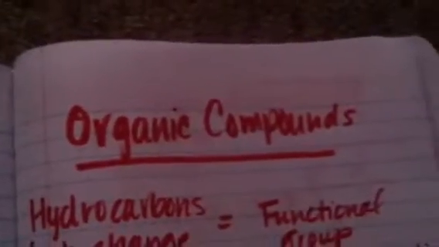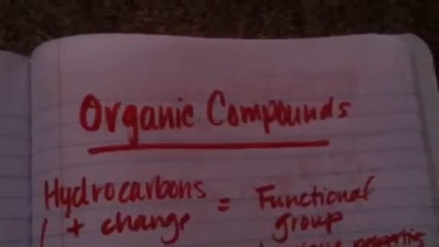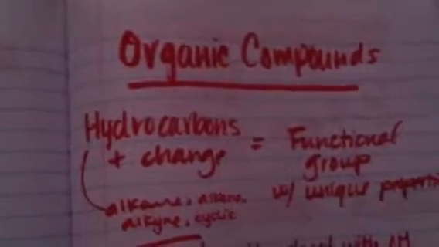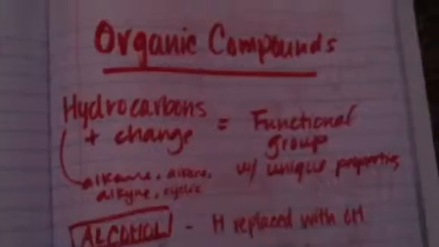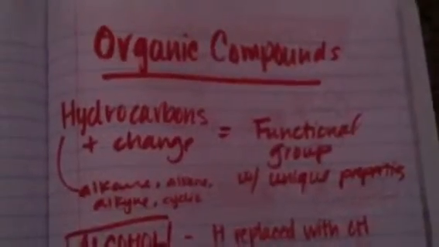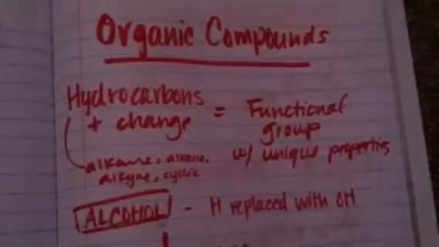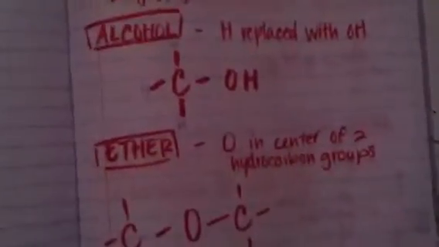So today I'm going to talk about the different types of organic compounds. When dealing with organic chemistry and hydrocarbons, you'll come across the functional groups. That is when hydrocarbons undergo some sort of change and they become different organic compounds with unique properties. Today I'm just going to go over some of the common ones.